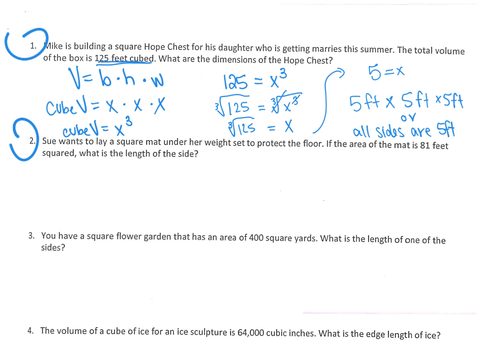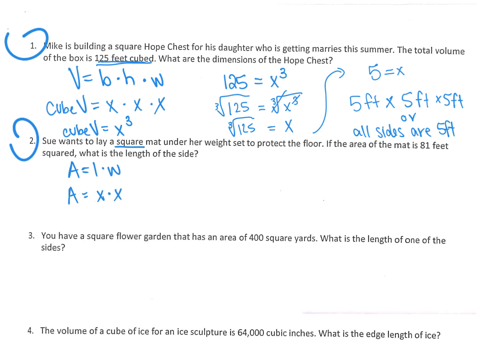Now we're going to talk about area. Well, area is only a 2-dimensional one. So we have area equals length times width. And we only have 2 dimensions. Well, on a square, which is what we're talking about, area equals, again, x times x because the length and width are the same.